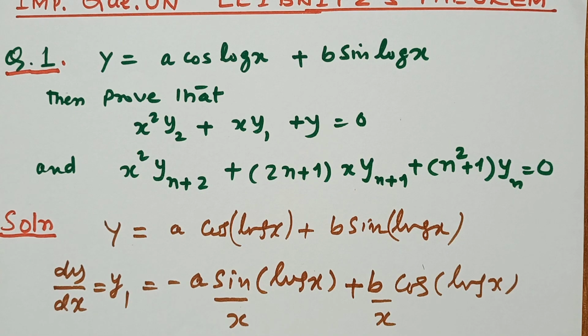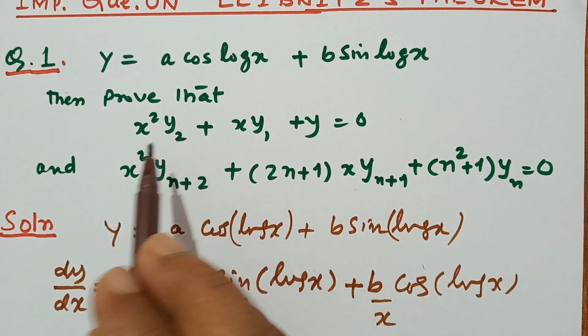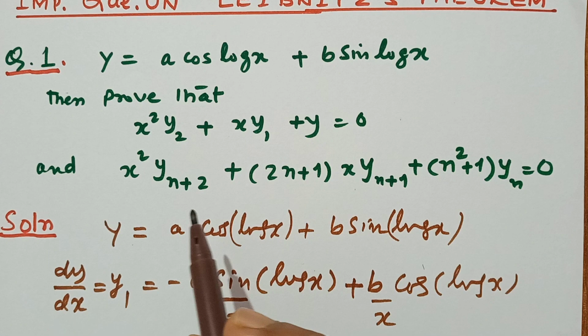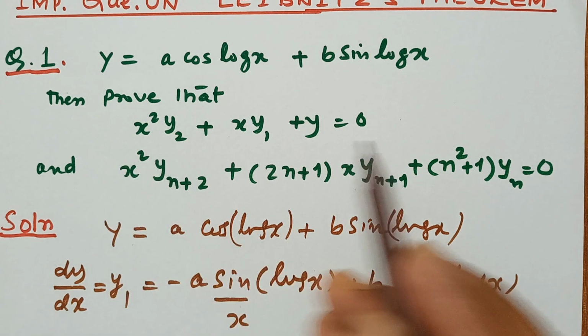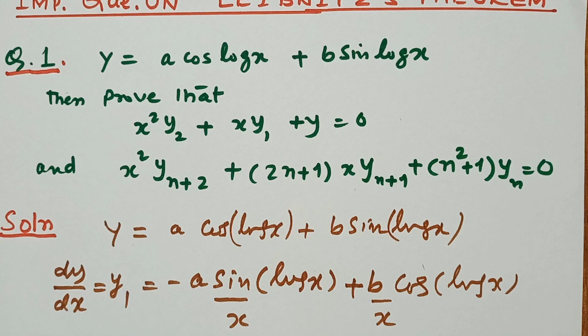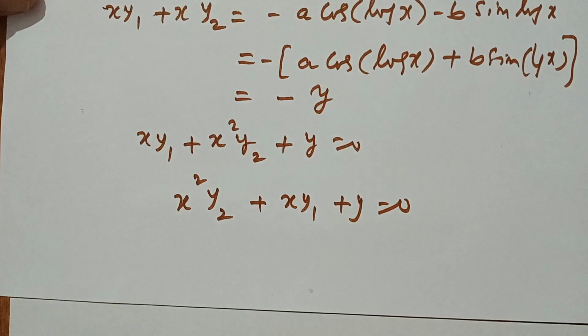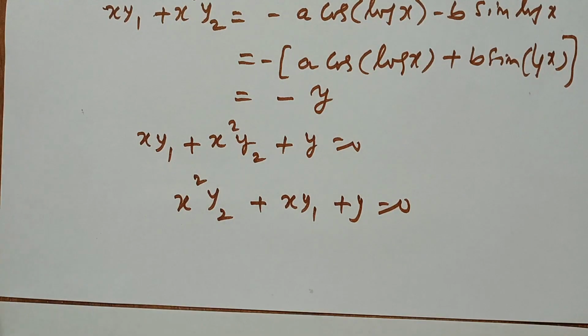The second part means we need x² y(n+2). It means we differentiate n times, because we have y2 from 2 times differentiation, and here we need y(n+2), meaning again differentiating this equation n times. So we get our result. You remember that when we need y(n+2), first you differentiate 2 times and then by Leibniz theorem you differentiate n times. Okay, so we have Leibniz theorem.